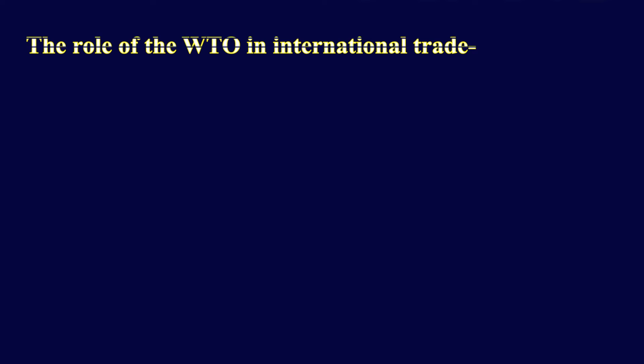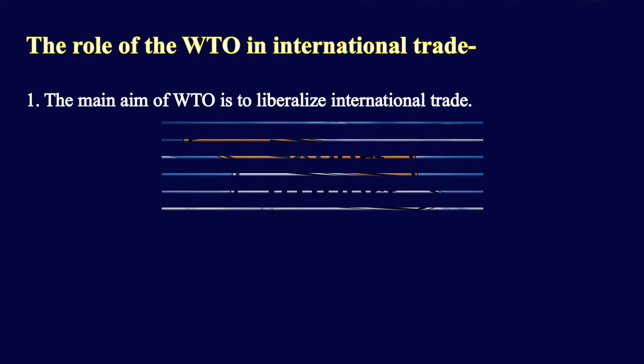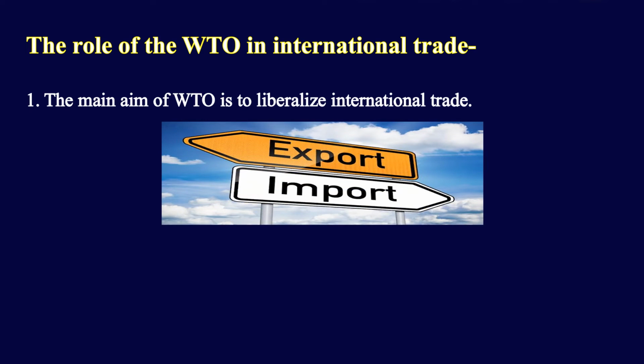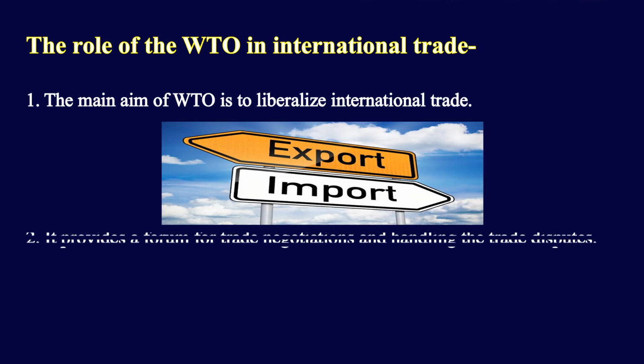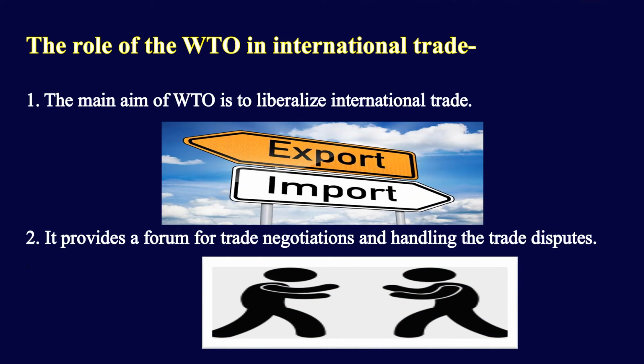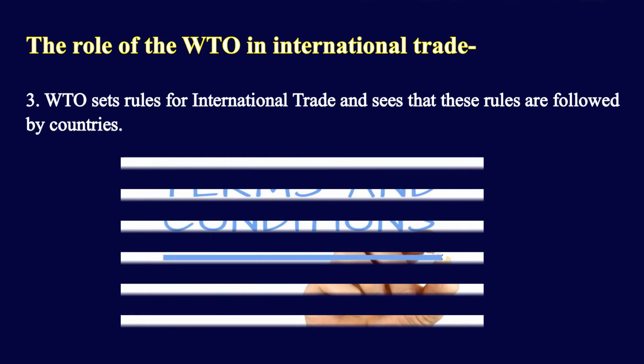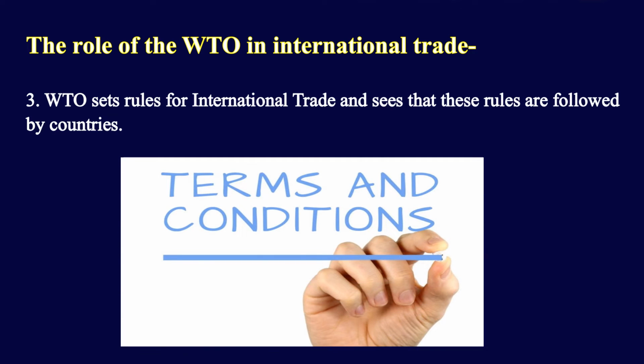The WTO has a crucial role in international trade. The main aim of the WTO is to liberalize international trade so that all the members of the organization can trade with one another easily. The WTO provides a forum for trade negotiation and handling trade disputes. The member countries can file complaints if they think that their rights are being violated. The WTO sets rules for international trade and sees that these rules are followed by countries. This means that all member countries should follow the rules and regulations set by the WTO.